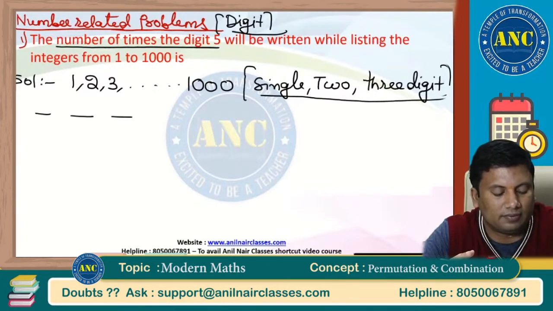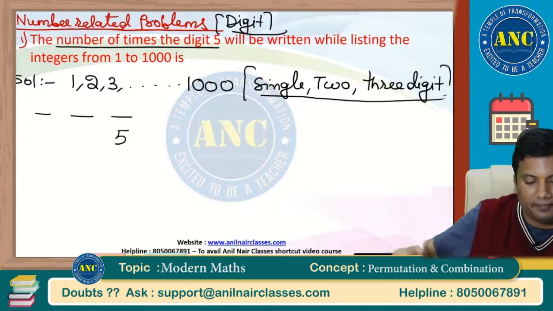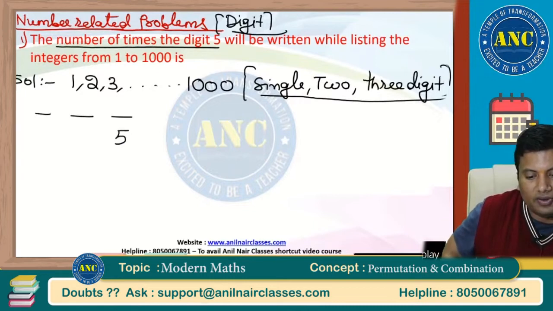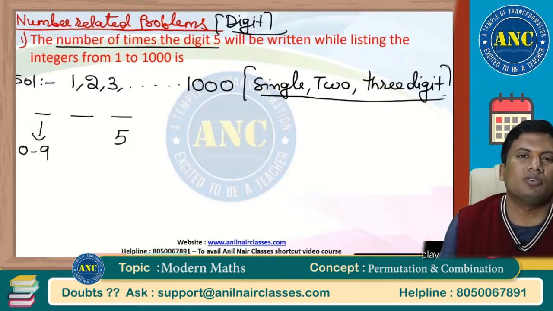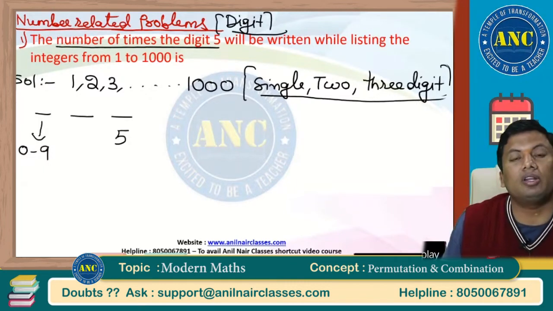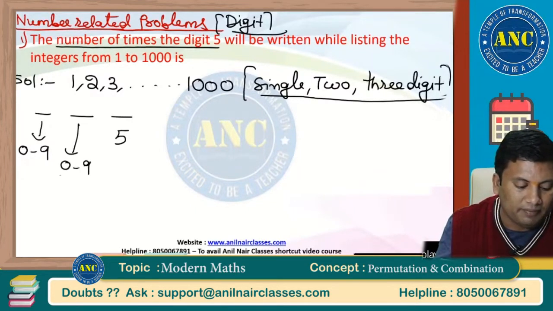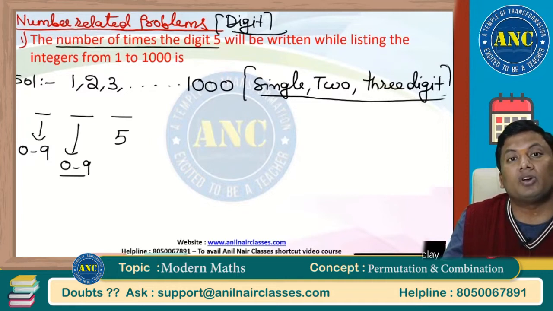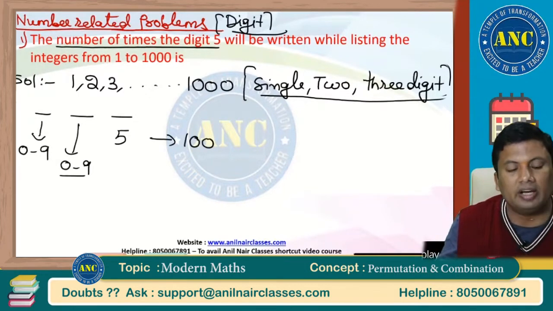So, I will put it like this. The number of times the digit 5 will be written while listing all the integers from 1 to 1000. If 5 is in the units place, the other two places can be 0 to 9. Why? Because if they are 0, I get all the possible 2-digit numbers and single-digit numbers with digit 5. So 10 into 10, I will have 100.